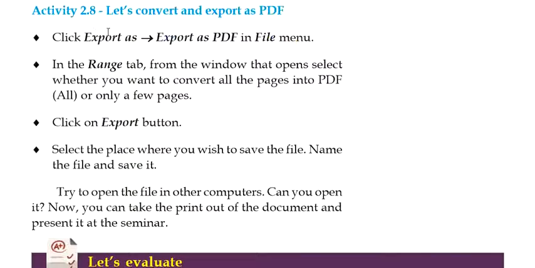Last activity in this chapter is let's convert and export as PDF. We can convert our ODT file into a PDF file. Export as option is there to export the file. In the Range tab from the window that opens, select whether you want to convert all the pages into PDF or only a few pages, then click on Export button.